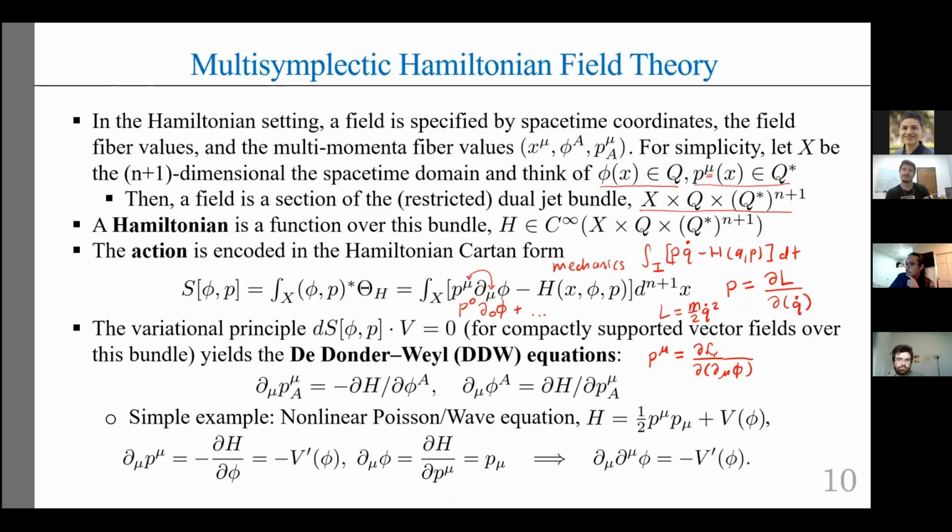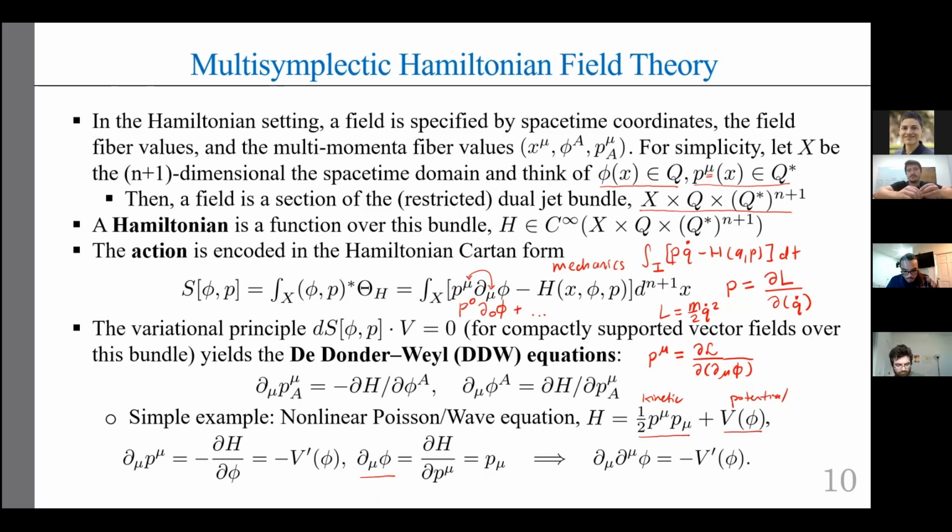And so you should think of it the same way in space-time, except that your field now has more than just a time derivative. It has a derivative in each direction. Okay, I see. Great. Thank you. For example, this example that I have here, the nonlinear Poisson wave equation, you take some Hamiltonian, which is quadratic in the momenta, and then you have some potential term. Think about this as the kinetic energy, and this is the potential. What we see from the de Donder-Weyl equations is that we have one momenta corresponding to each space-time derivative of the field.